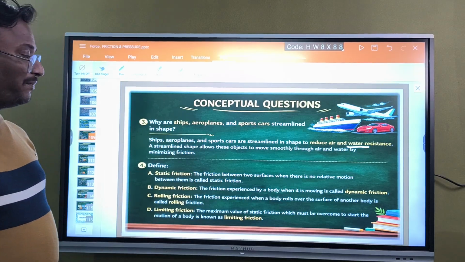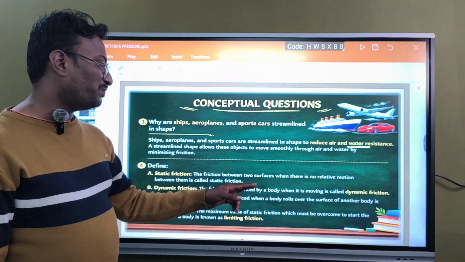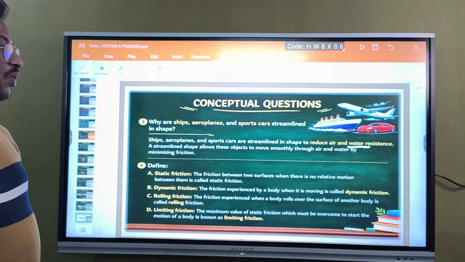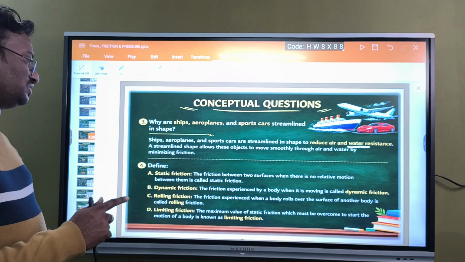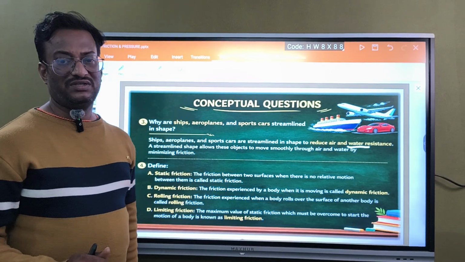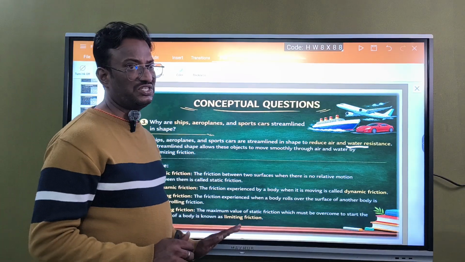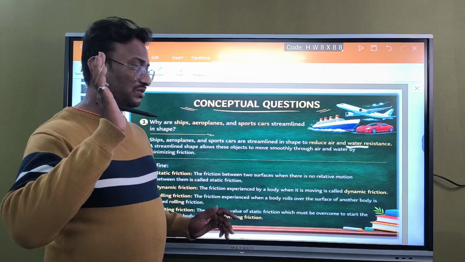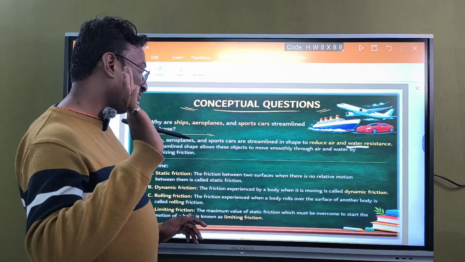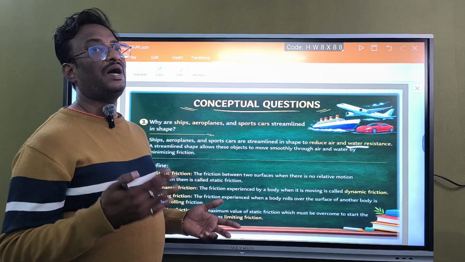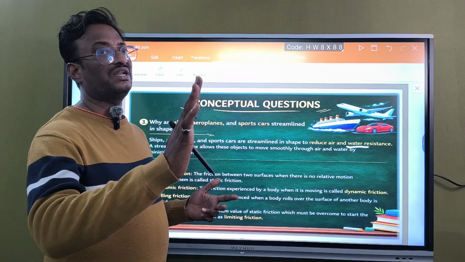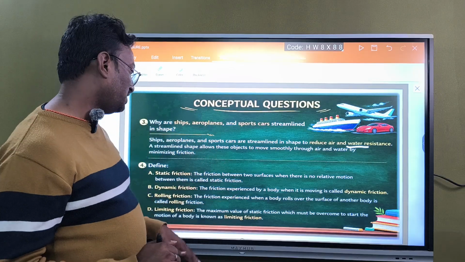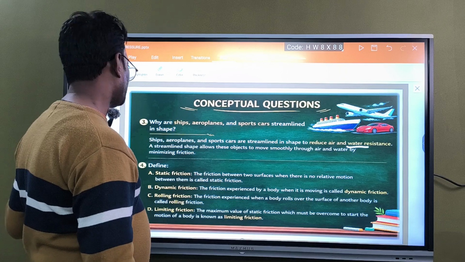Limiting friction: the maximum value of the static friction which must be overcome to start the motion is called limiting friction. So this is what we call limiting friction. It is the maximum value of static friction which must be overcome. The applied force should be more than the static friction. That friction we call limiting friction.